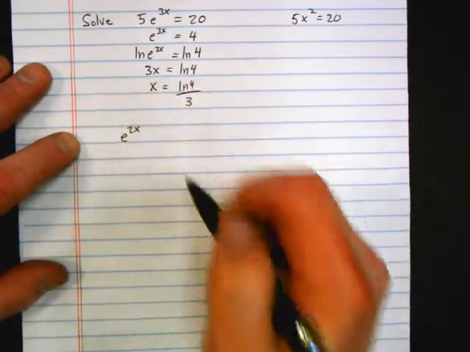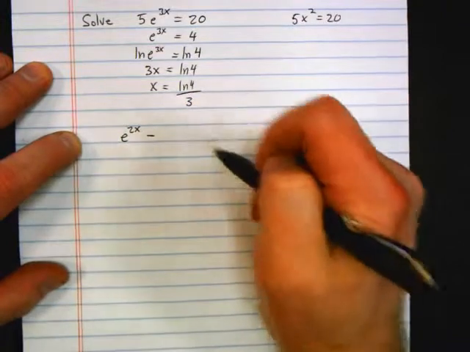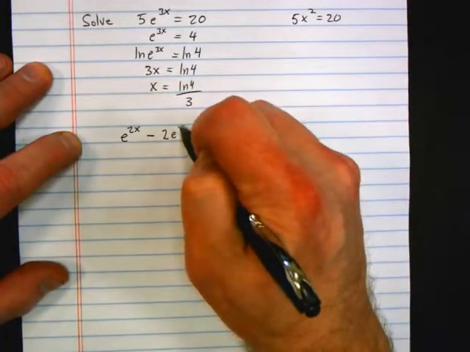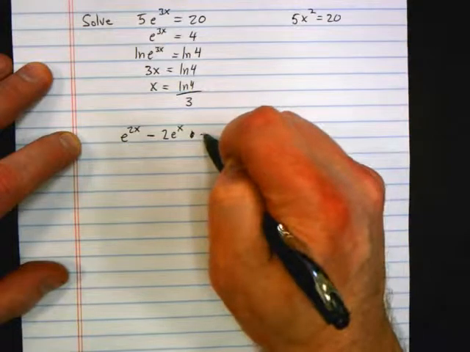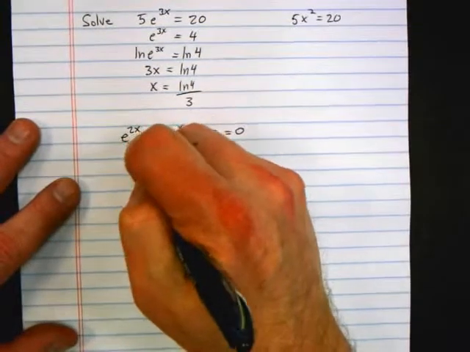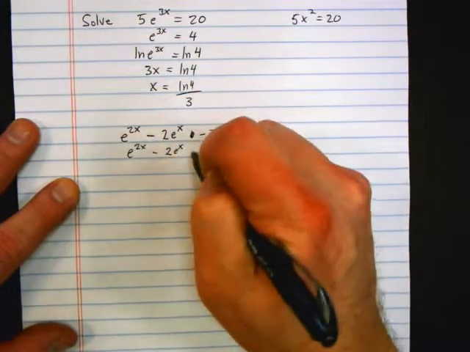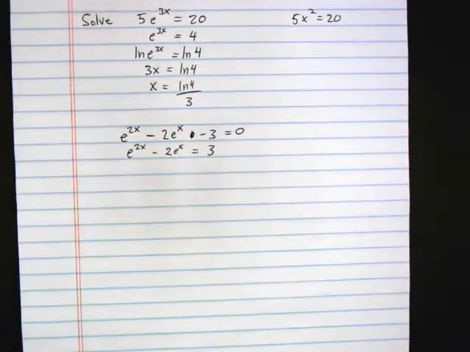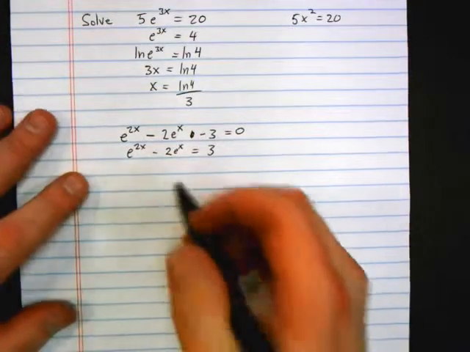e to the 2x minus 2e to the x minus 3 equals 0. How do you solve that one? Take the 3 over. Okay, I can move the 3 over. It's not wrong. Then what? Natural log both sides. I can do that.